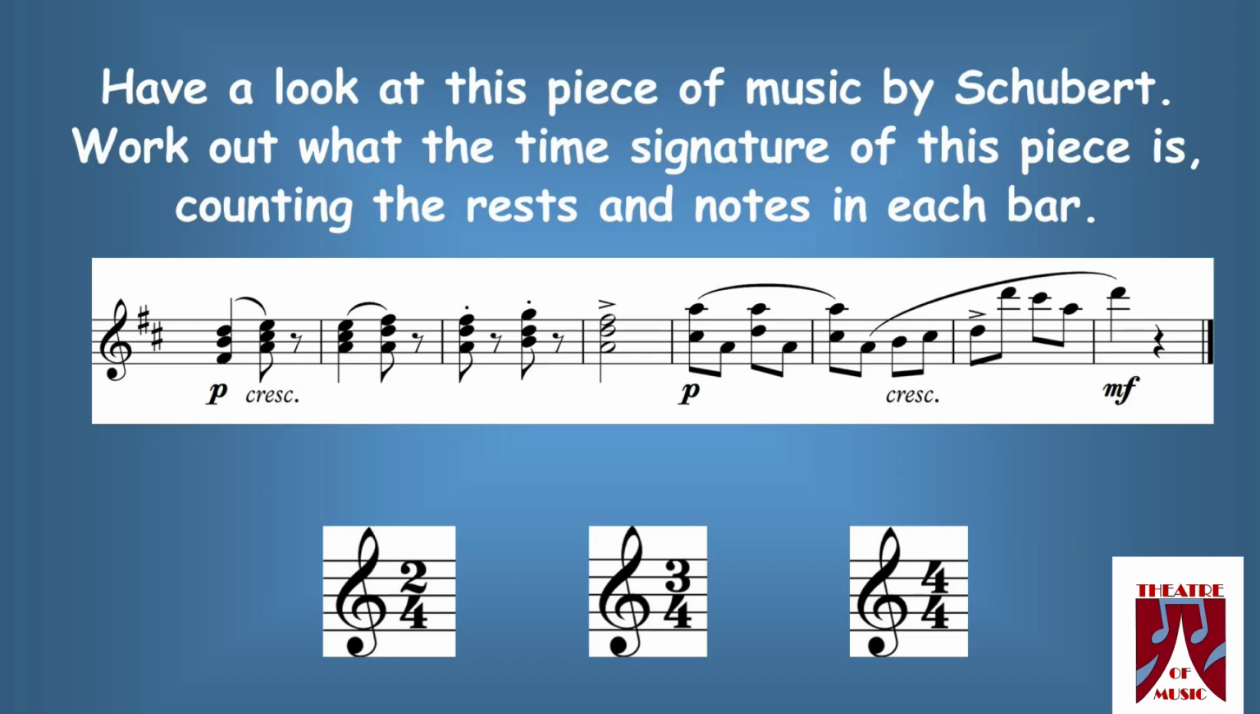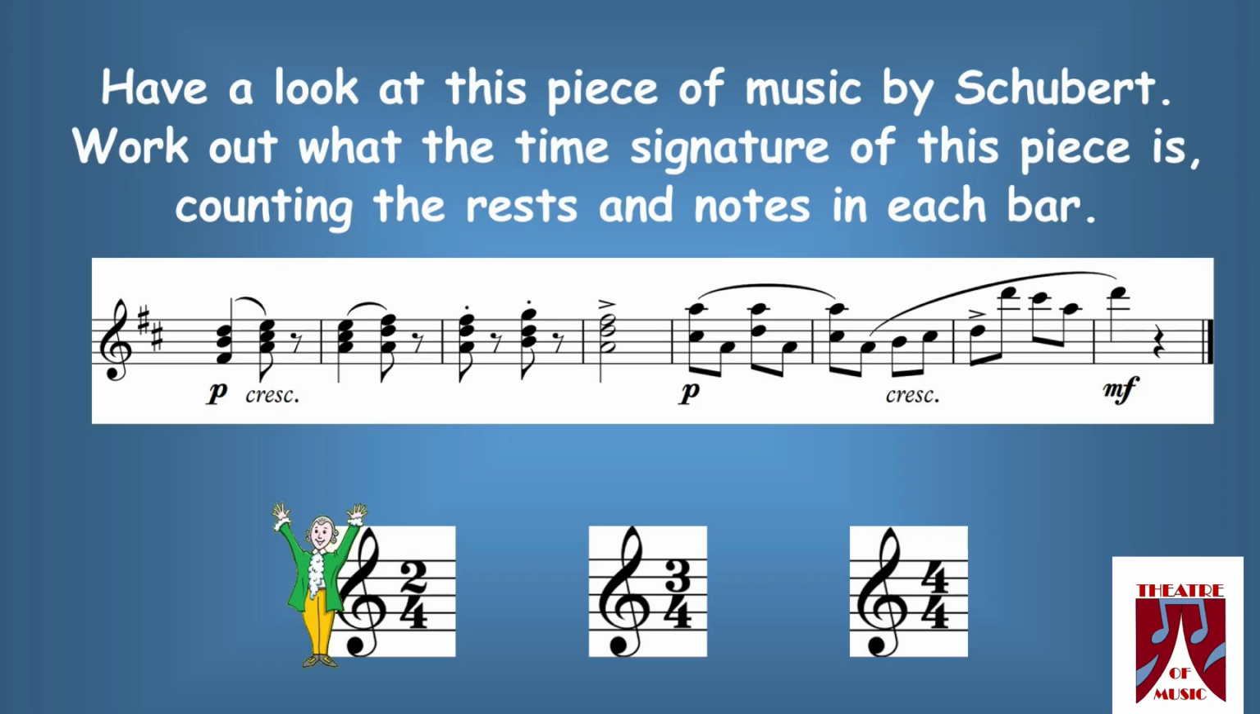So let's have a go at putting what we've learnt into action. Here is an extract from a piece of music by Schubert. Count the notes and rests in each bar and have a go at working out the time signature for the piece. Is it 2/4, 2 crotchet or quarter beats in a bar, 3/4, 3 crotchet or quarter beats in a bar, or 4/4, 4 crotchet or quarter beats in a bar? Pause the video while you work out your answer.